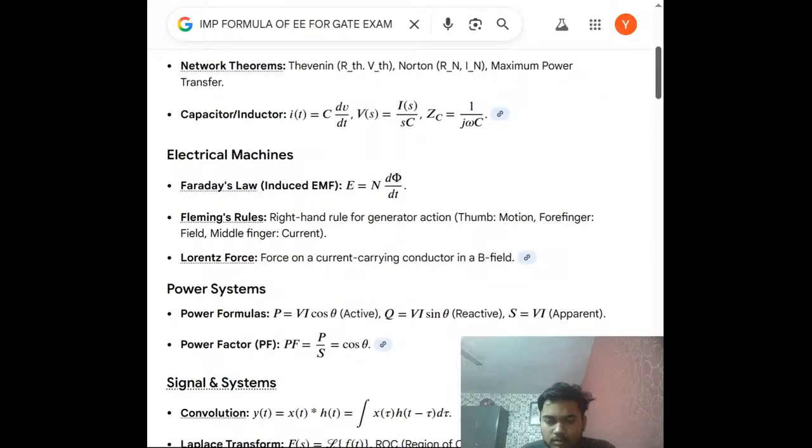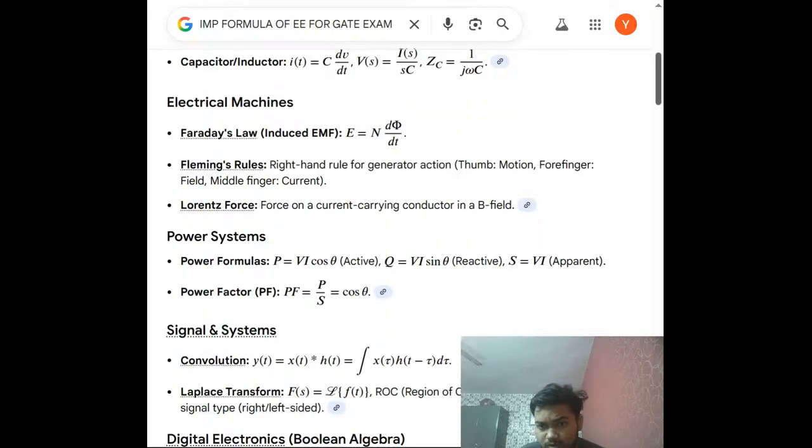Network theorems. There can be many theorems, but according to our book, the main important theorems are Thevenin, Norton, and maximum power transfer. For maximum power transfer, Z equals R plus jX. For the capacitor and inductor, I equals C dV upon dt, and Z is equal to 1 upon j omega C.